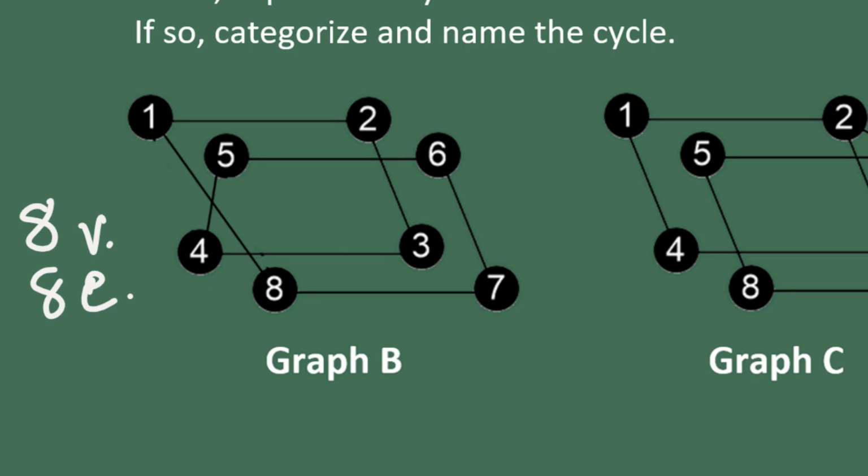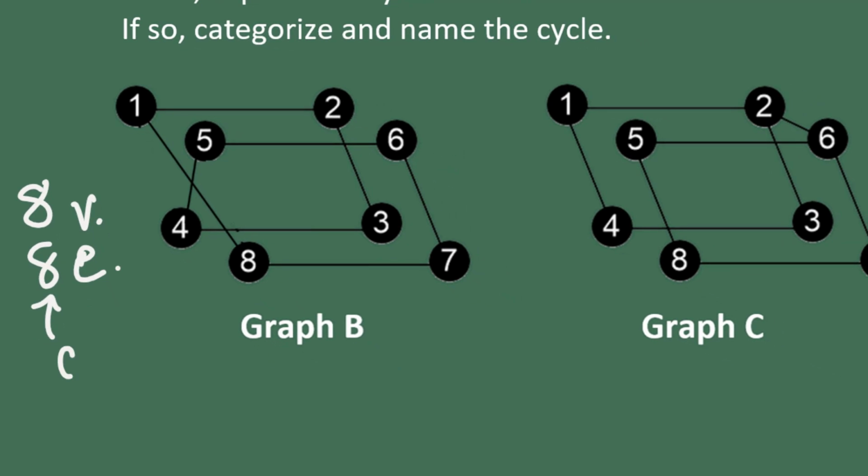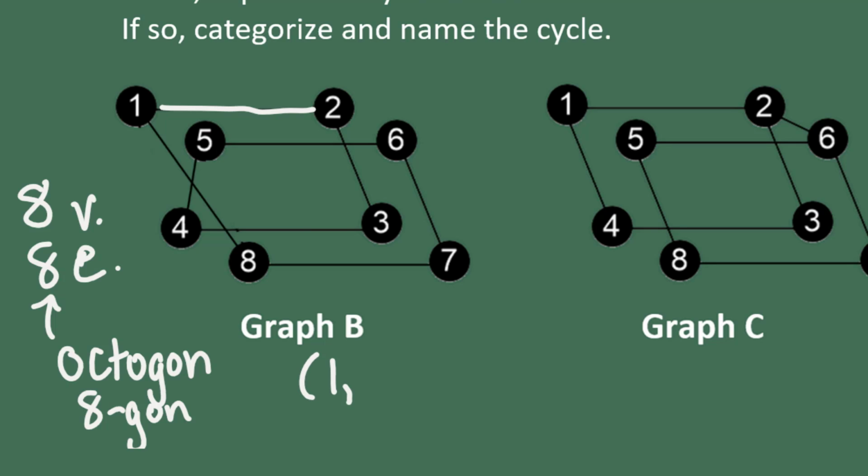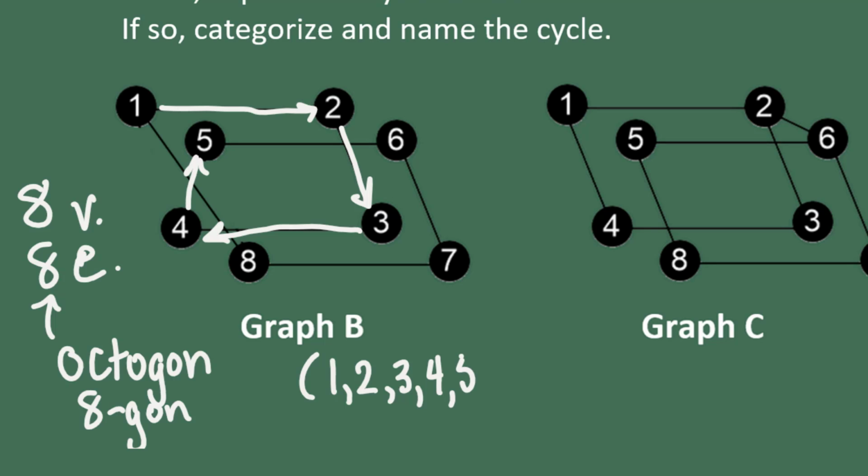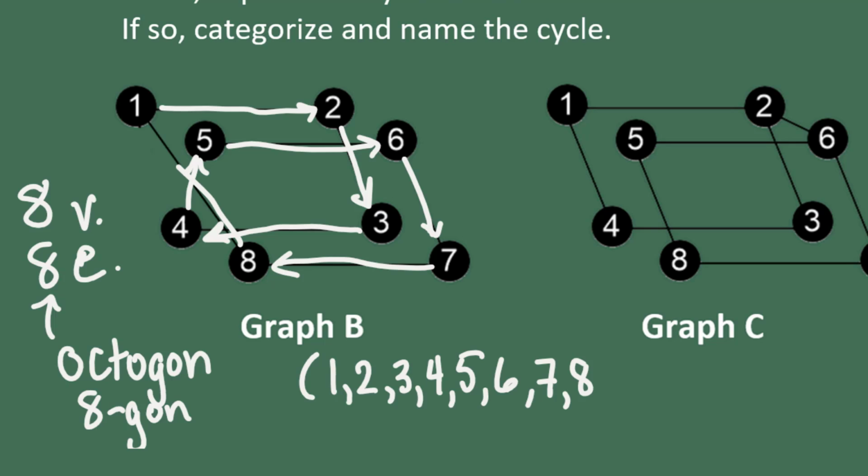Since it's a cycle, it can be categorized by the number of edges. Remember, there were 8 edges. That makes this an octagon or an 8-gon. Now we can start naming the cycle by listing any one of the vertices. Let's just go ahead and start with vertex 1. Next to vertex 1, we have vertex 2, and then vertex 3, and then that's adjacent to vertex 4, which is adjacent to vertex 5, which is adjacent to vertex 6, which is adjacent to vertex 7, which is adjacent to vertex 8, which brings us back to our starting vertex 1. So this one could be called (1, 2, 3, 4, 5, 6, 7, 8).